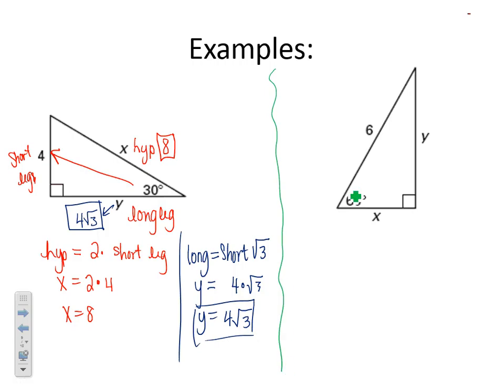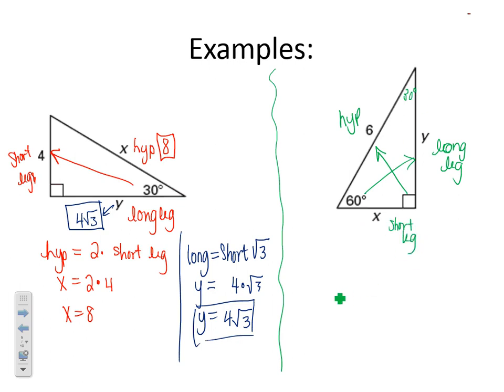Get a different color here. Okay, again, label your sides. This is the long leg because it's across from the 60. This is the hypotenuse because it's across from the 90. And this must be 30 degrees, so this will be the short leg.